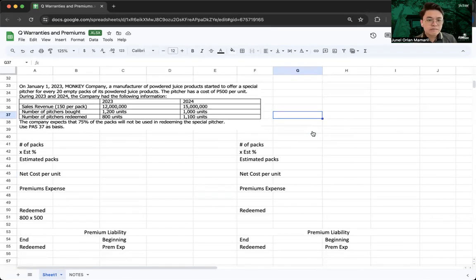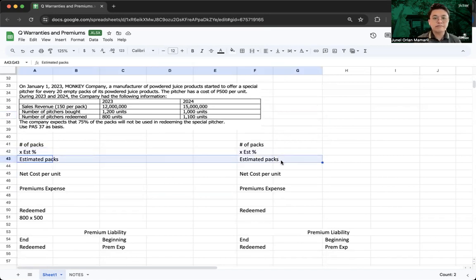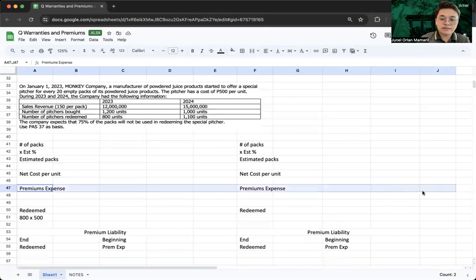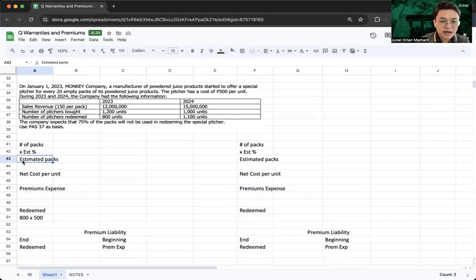Ano? So dito, the steps that we will do is we will first compute for the estimated coupons to be redeemed, which in this case, PAS 59 yung term, the net cost per unit, the premiums expense, and the redeem. So ito yung apat na items na kailangan mo palaging i-seek out. Actually, pwede pang maging 5 yan. May isinisingit itong isang item. But, let's go through it.